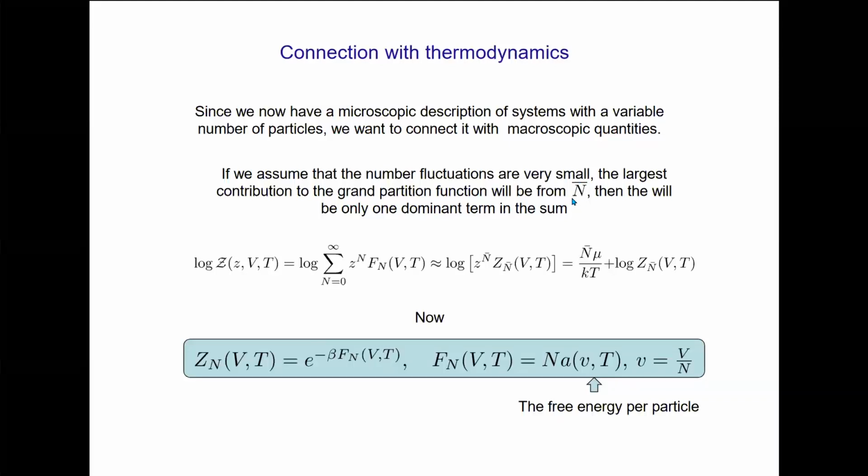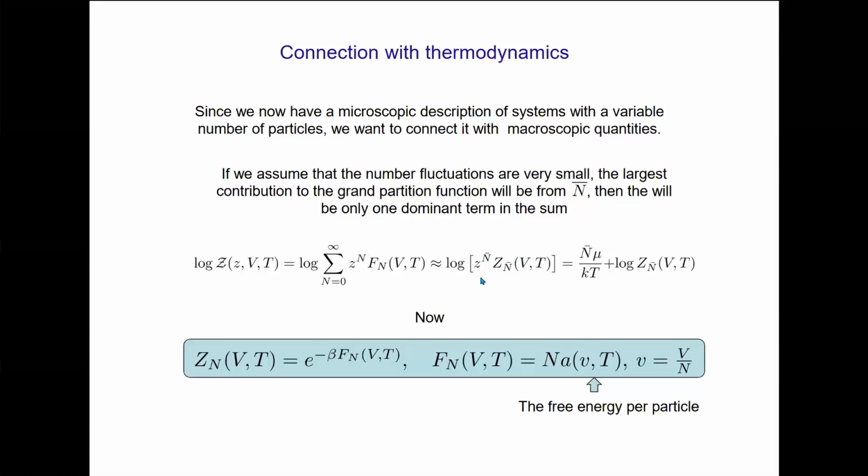The distribution is sharply peaked near that average number of particles, okay? So in this case, we can assume that the logarithm of the grand canonical partition function in the thermodynamic limit, which is the log of the sum over all numbers of particles, will be greatly dominated by the term with the most probable number of particles here, okay?